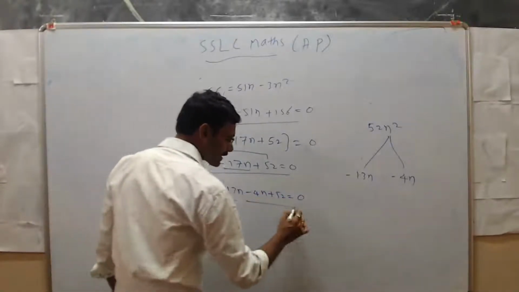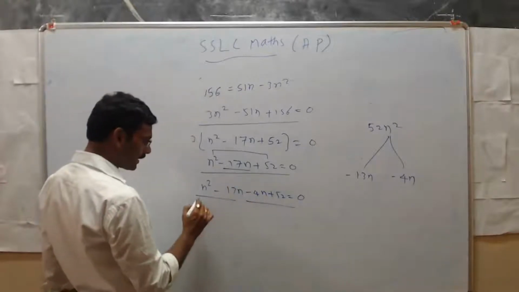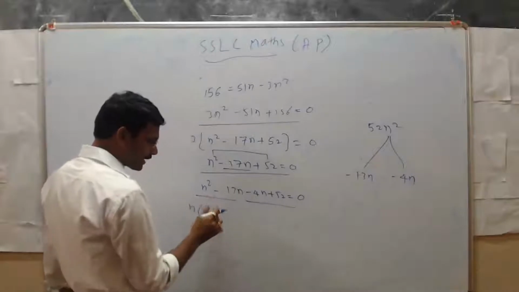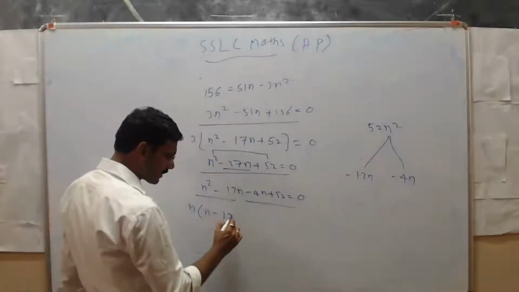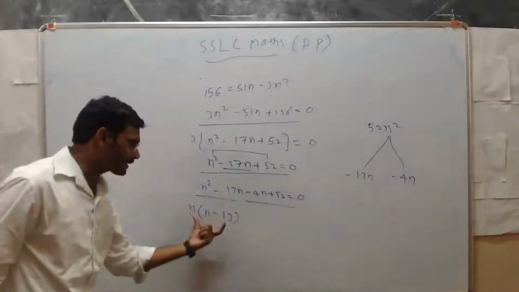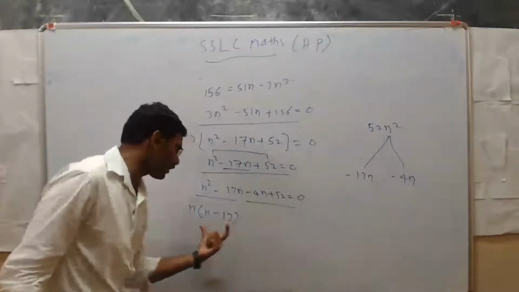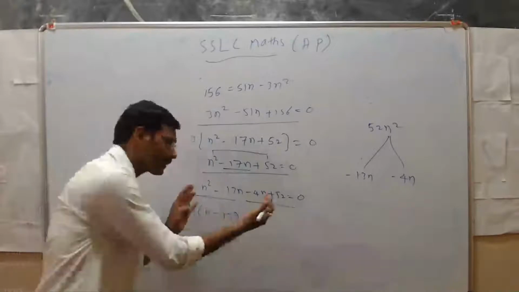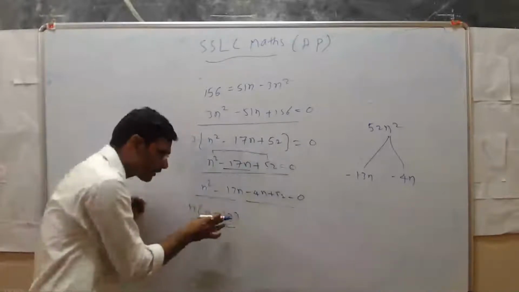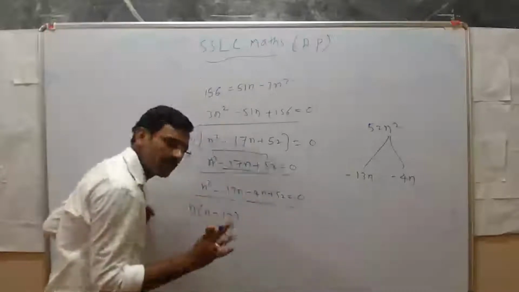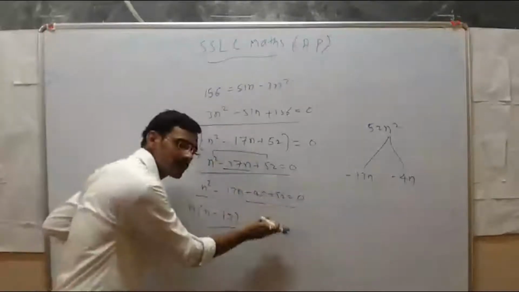This is the first group, this is the second group. Which one is common? In n square, if n is taken common, remaining is n. Then remaining is minus. In 13n, if n is taken common, remaining is 13. In the first bracket it is n minus 13, and here also n minus 13. We should take the common on the basis of the first bracket. Here n minus 13 must come. In the first, n minus 13, here also n minus 13.